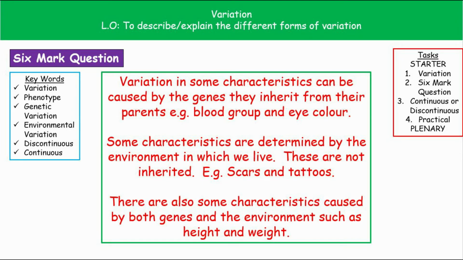To get your level 3 and your full 6 marks, then you needed to describe the role of genes and the environment, and you also gave examples of characteristics by each. That's 5, and then to get that elusive 6 mark, then all we need to do is talk about the fact that some characteristics were controlled by both genes and the environment. So give yourself your mark out of 6 based on our criteria.